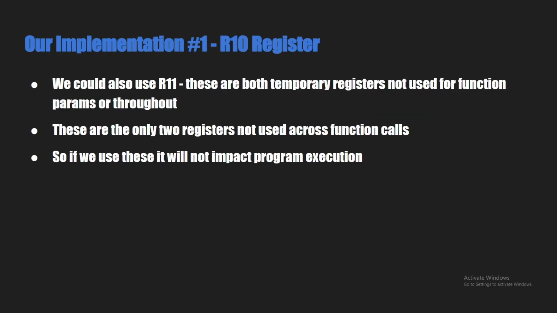The first method I'm going to show is using the R10 register. We could also use R11. These are both temporary registers and they're not used for function parameters or throughout the function lifecycle. They're not going to get impacted by the flow of execution, so these are the two safe registers to use in x64, and we can use either one of them. We're using R10 here, but it's just an example of why you wouldn't use certain others. If you want to know more, look up the x64 registers and calling conventions on MSDN, and it'll explain why. But registers R9 through to R12, I believe, are all used in function parameters. R10 is not, neither is R11, so hence we're going to use those.